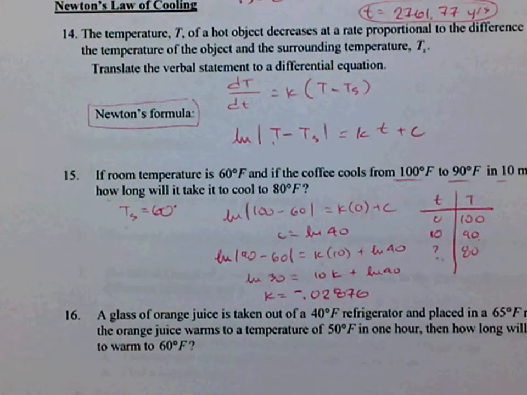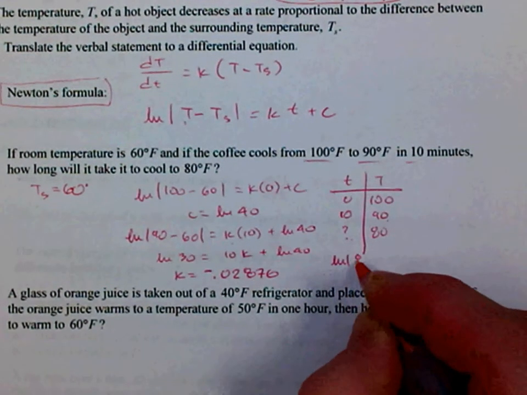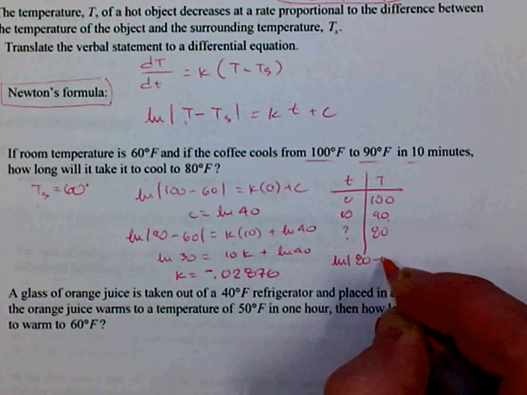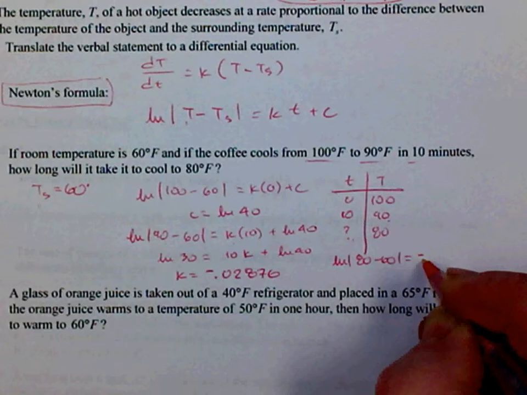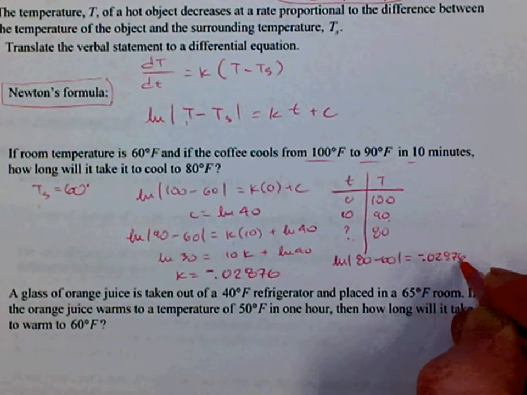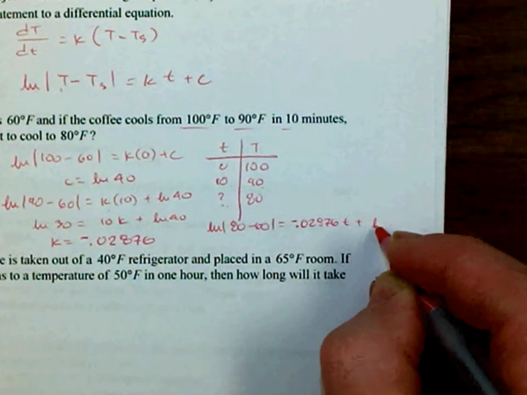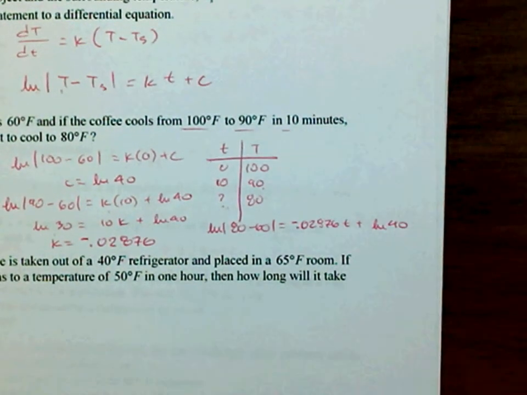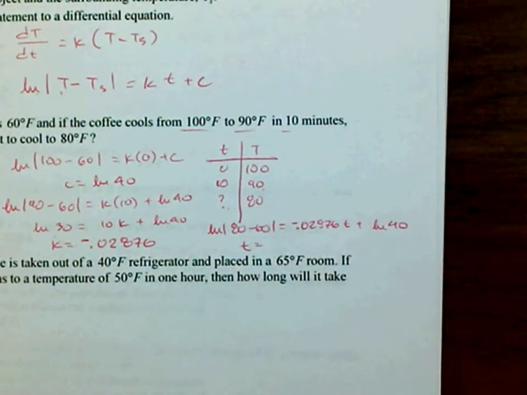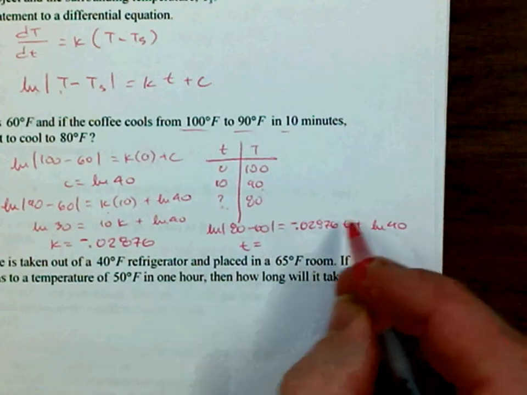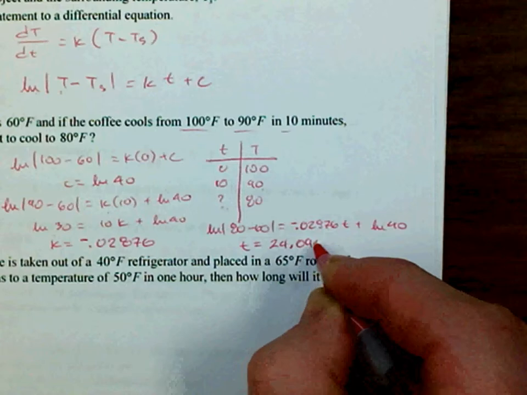Go back to our same equation. Natural log of this time 80 minus 60 equals the K value of negative 0.02876 t plus the natural log of 40. We won't go through each one of those steps. It's simple algebra, but we'll end up with 24.094 minutes when we solve for t.